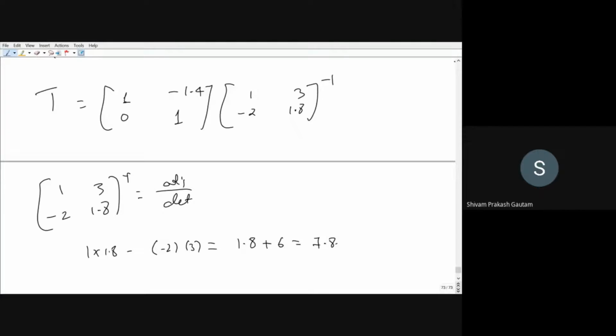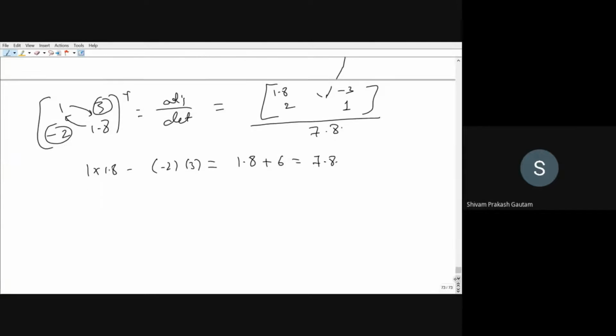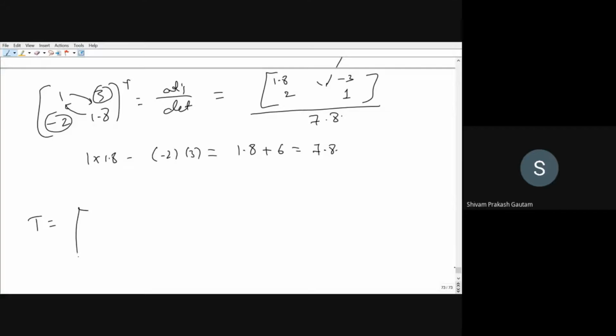Is my voice audible? Yes, sir. Okay. So first we have to calculate the adjoint. How will we calculate the adjoint? By swapping the diagonal elements and multiplying the off-diagonal elements by -1. So this will be equal to 1.8 and 1. I have reversed it and multiplied by -1, that is -3, and here it will be 2. Whole divided by the determinant 7.8. So this is our inverse matrix. You can see from here. I will not divide now. I will just calculate the T matrix. So T matrix is how much?